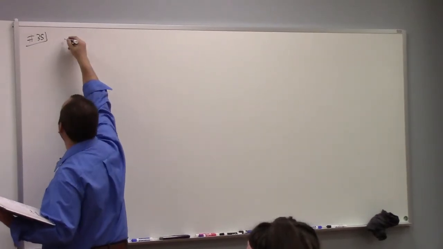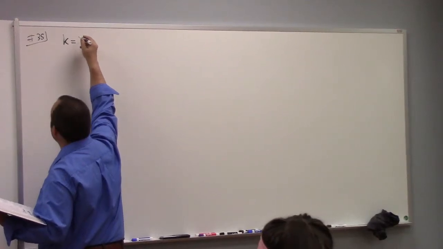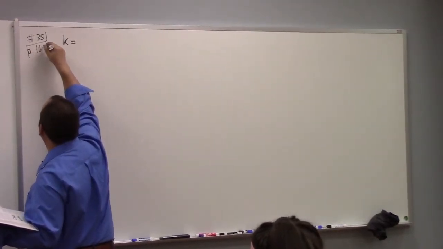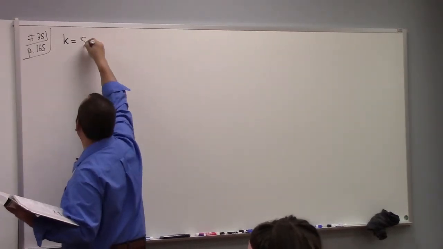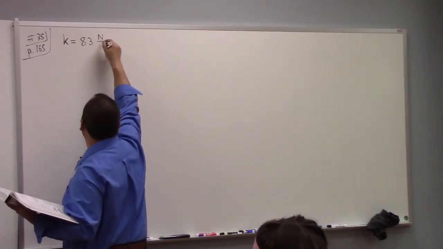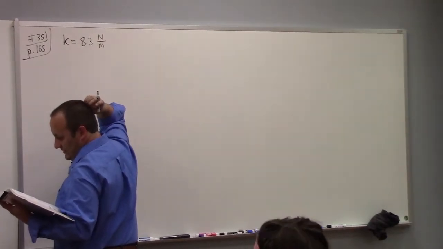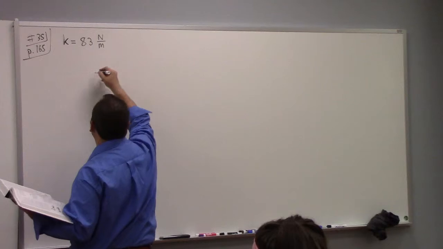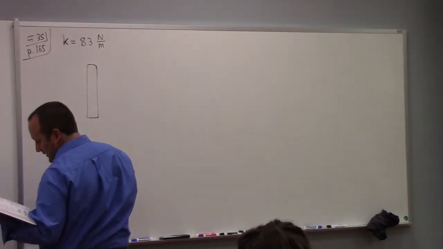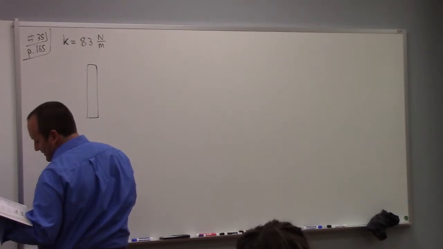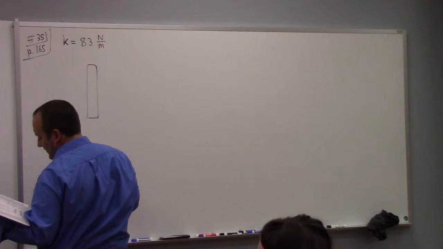You have a spring with spring constant K equals, same page, yeah, page 165. Spring constant K equals 83 newtons per meter, the so-called stiffness of the spring. It hangs vertically next to a ruler. And the end of the spring is next to the 15 centimeter mark of the ruler.